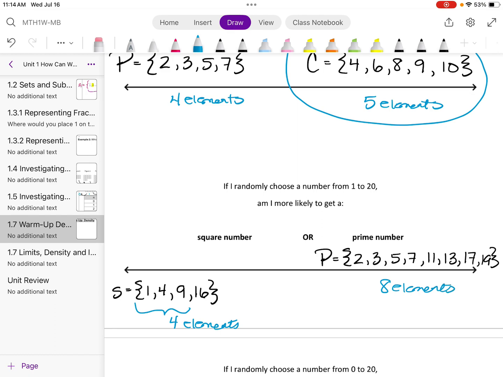So am I more likely to get a square number or a prime number? In this case, I'm more likely to get a prime number because there are more of them between 1 and 20 than there are square numbers.